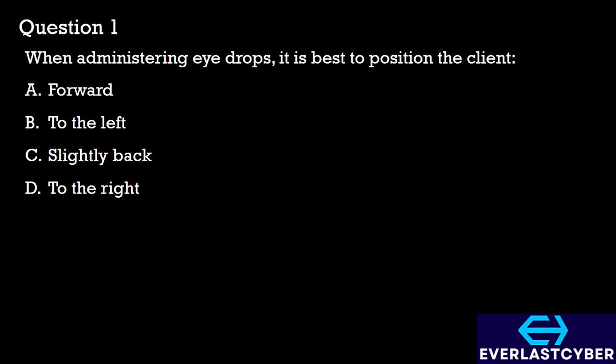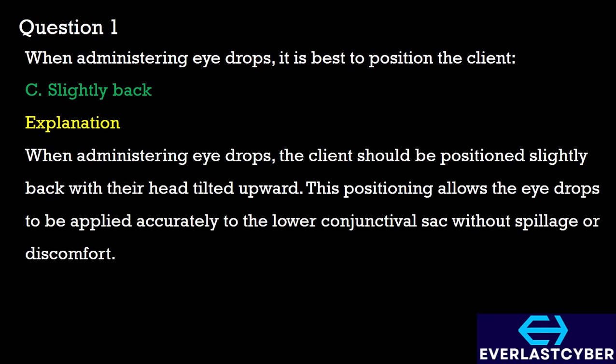When administering eye drops, it is best to position the client A. Forward, B. Slightly to the left, C. Slightly back, D. To the right. When administering eye drops, the client should be positioned slightly back with their head tilted upward. This positioning will allow the eye drops to be applied accurately to the lower conjunctival sac without spillage or discomfort.